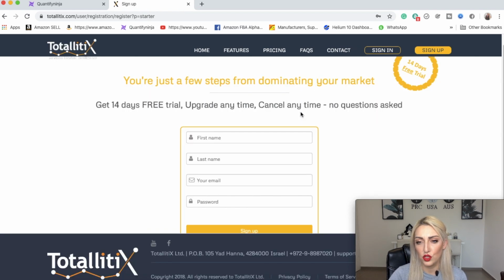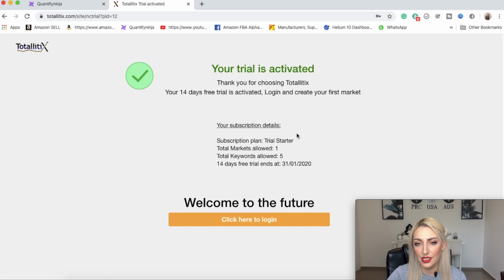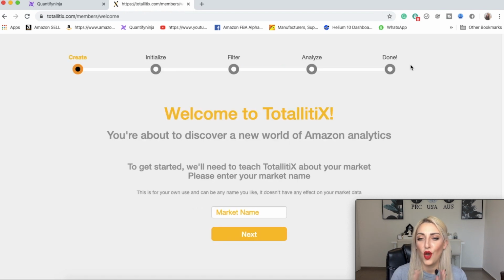Okay, now I'm going to sign up. If the trial is activated, click here to log in. Okay, so this is where the fun begins. You could be using this software for 2 different reasons.